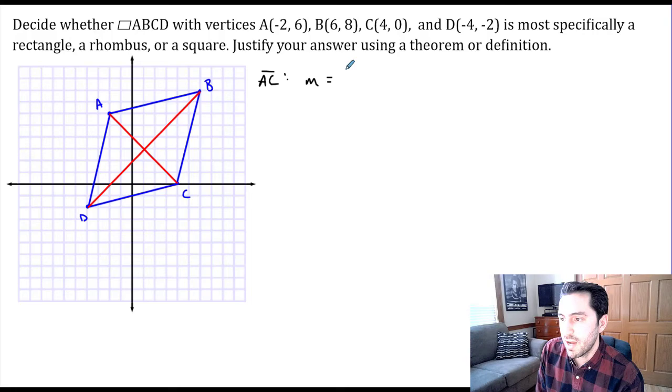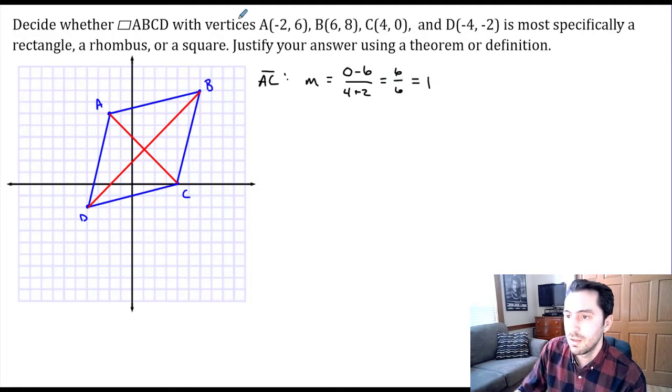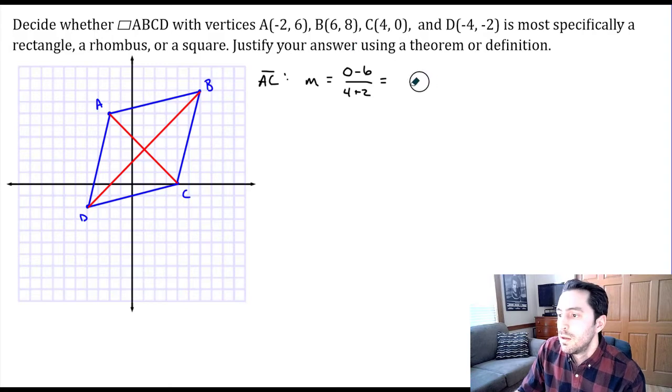So subtracting the y values, we have 0 minus 6. Subtract the x values, we have 4 minus -2. So we end up with -6 over 6, which does simplify to -1.